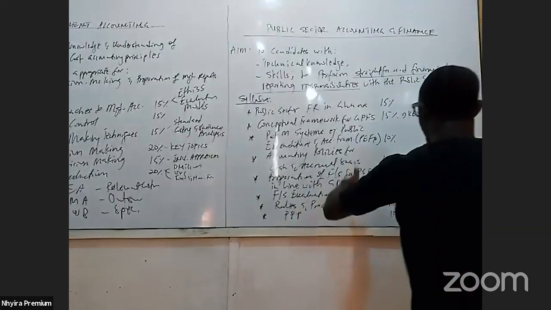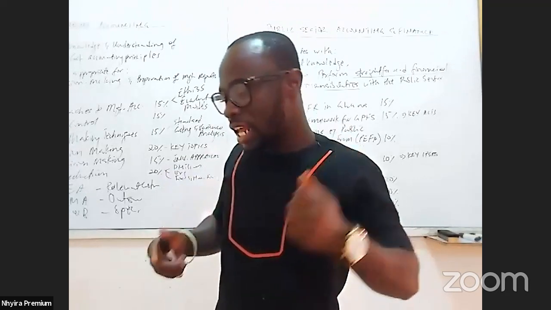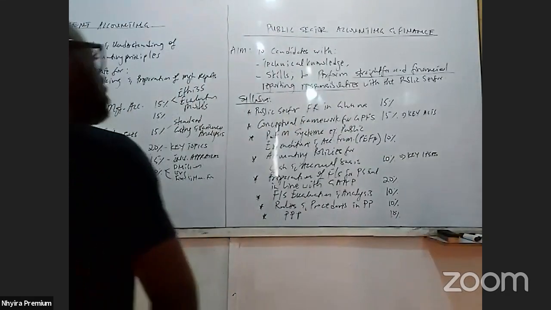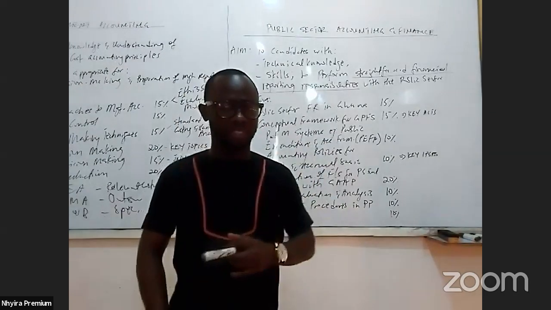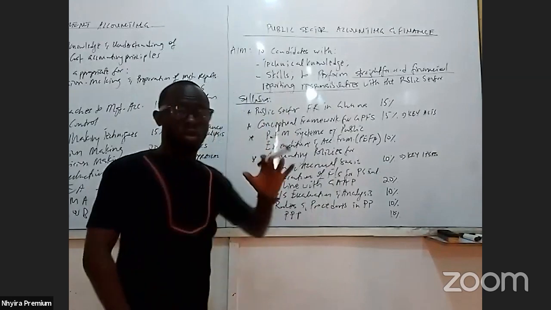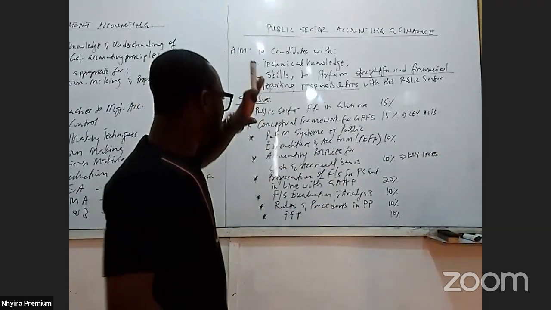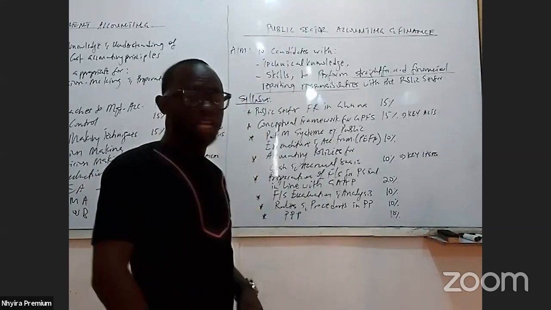So let's look at the breakdown of the syllabus and the key things you need to focus on as a student. The first one is public sector financial reporting in Ghana. This is a huge area of the syllabus. This is why I call it the no man's land area, because anything else that the examiner cannot talk about, that is where he dumps it in.